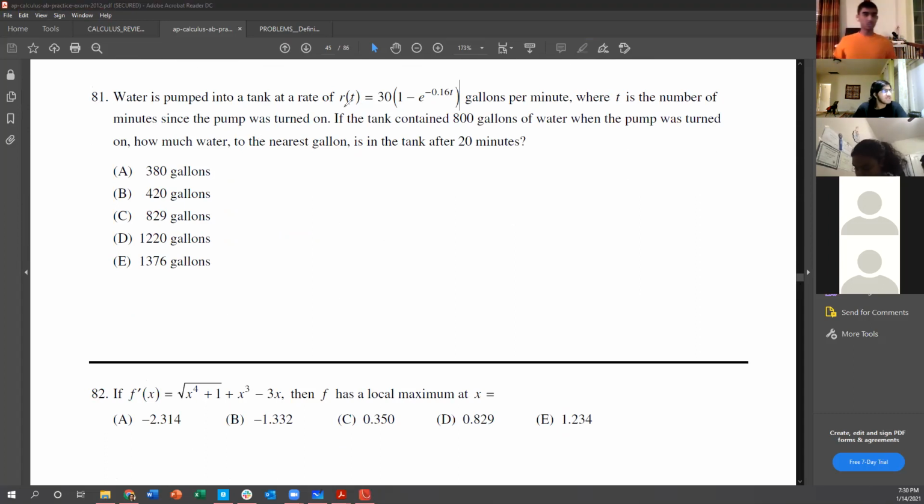Water is pumped into a tank at this rate in gallons per minute. T is the number of minutes. If the tank contained 800, so initial value, so I guess big R, or whatever you want to call it, initial amount at 0, T equals 0, initial amount was 800. So how much water is there in 20 minutes? That means we have to find the net change over 20 minutes, and then we can add that to 800.